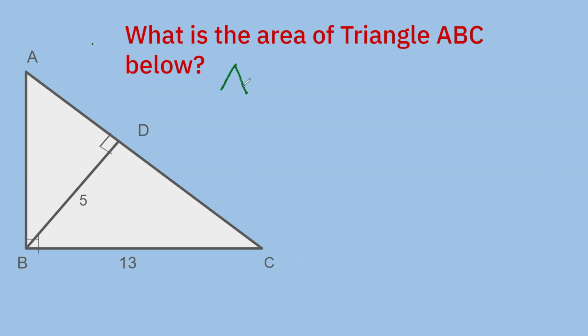A, B, C is similar to A, right? Because that's the same angle. And then D, because that's the 90-degree angle, right? B was the 90-degree angle, and C, and then B.